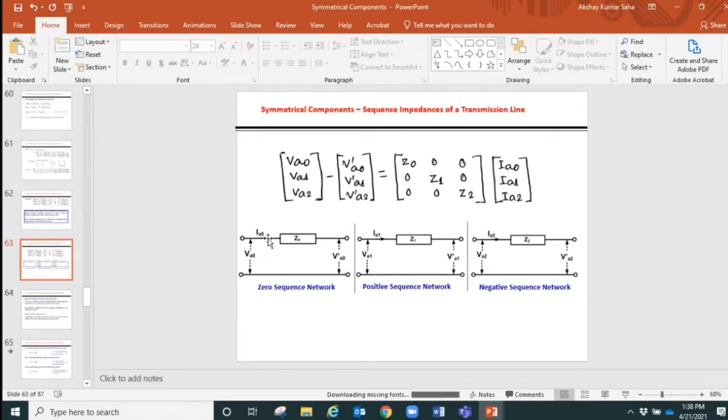VA0, IA0, Z0 for the 0 sequence, VA1, IA1, Z1 for the positive sequence network, and for the negative sequence network it will be VA2, IA2 and Z2, and this is the other side, the terminal voltages. Again, this is the simplest form of the sequence networks.